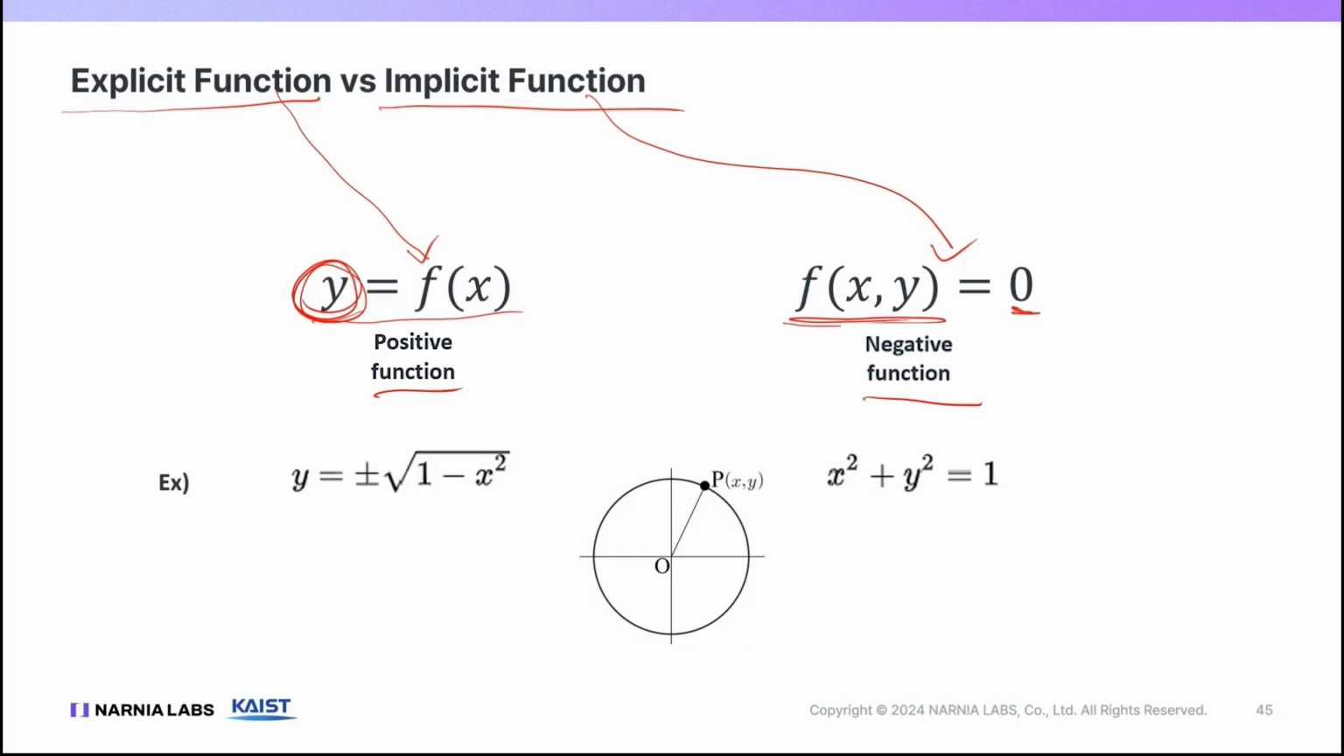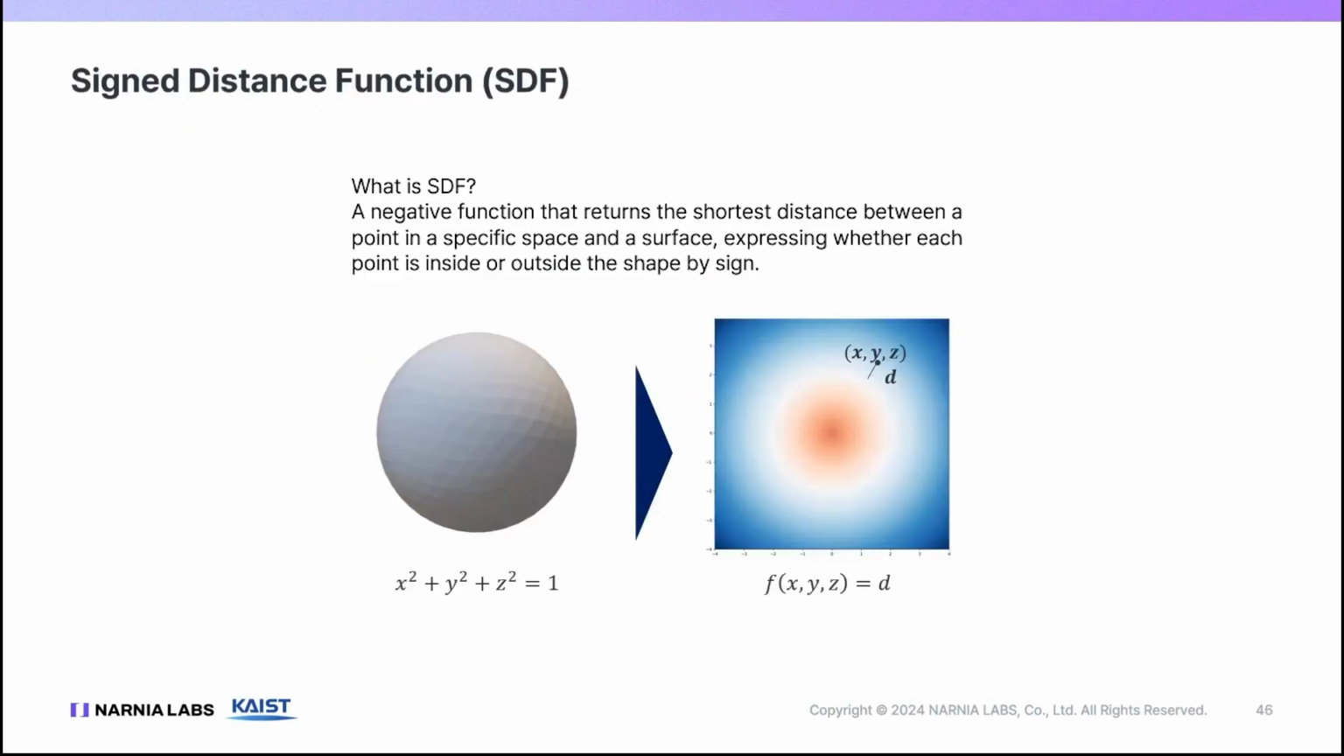So, for example, the equation of a circle is the best example. An implicit function can be expressed as x squared plus y squared equals 1. If you insist on expressing this as an explicit function, you could write it as y equals plus or minus the square root of 1 minus x squared, like this. So, as I mentioned earlier, in 3D you can write x squared plus y squared plus z squared equals 1, like this.